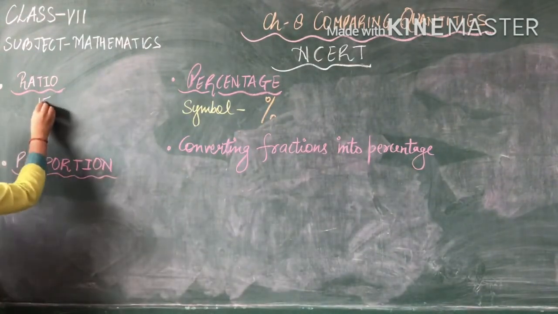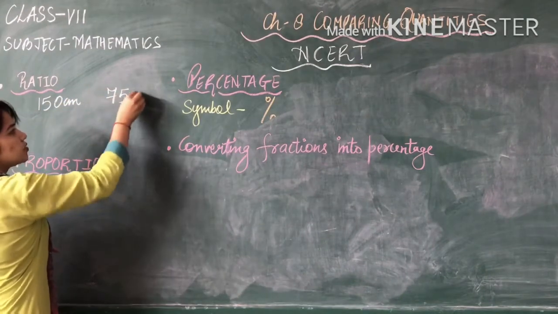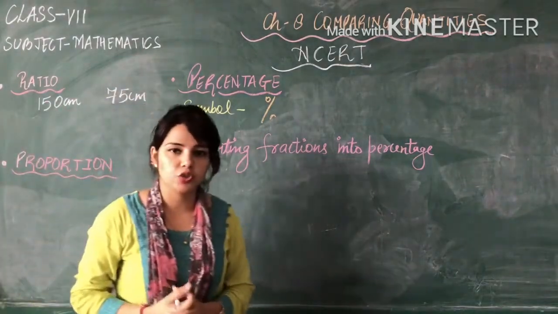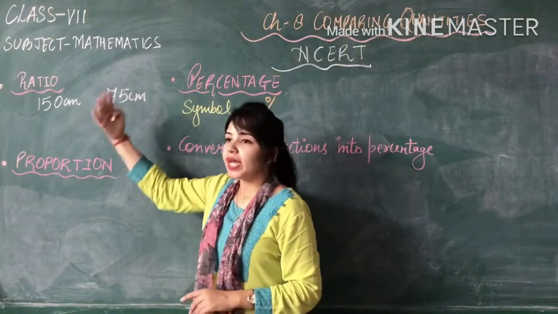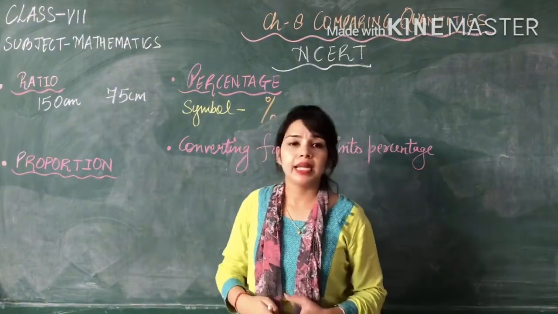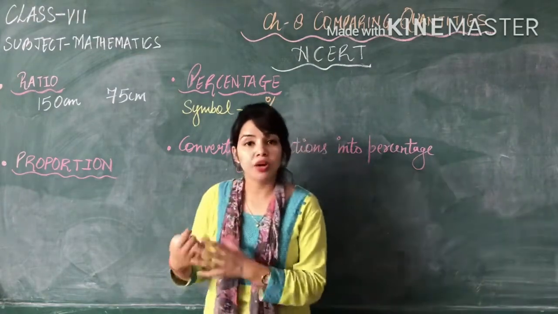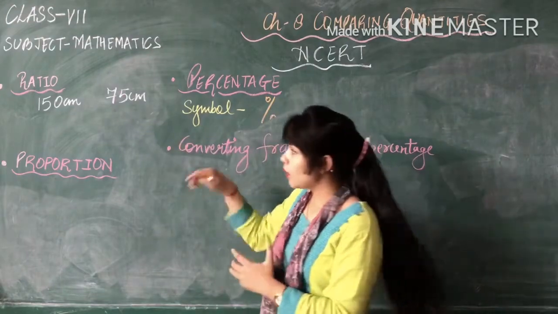Now, suppose your height is 150 centimeter and your brother or sister's height is 75 centimeter. Now, how can you compare these two? So, you will compare it by using ratio. We can compare by many methods, by telling how many times one quantity is of the other, or how many parts of one quantity is of the other, and we can use ratio. Now, how can we do it?